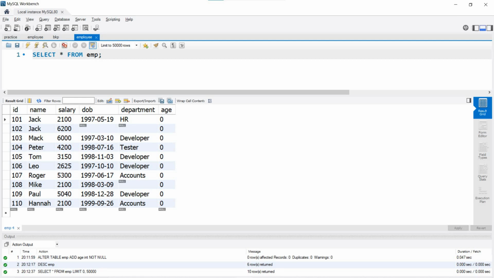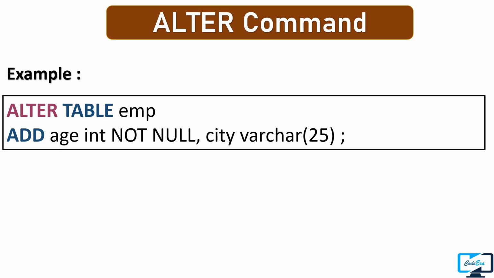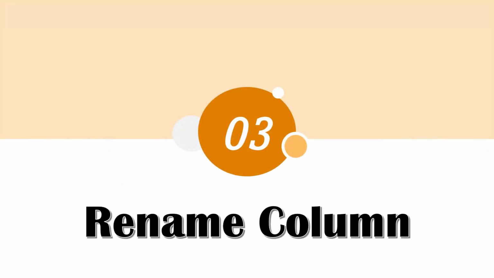And guys, you can also add multiple columns in one go. For this, you have to separate the column definitions by a comma, which is something like this. So this query will add age and city column both to our EMP table. So you can try to add multiple columns in your database table. So now after this, let's see how we can rename an existing column name in a table.